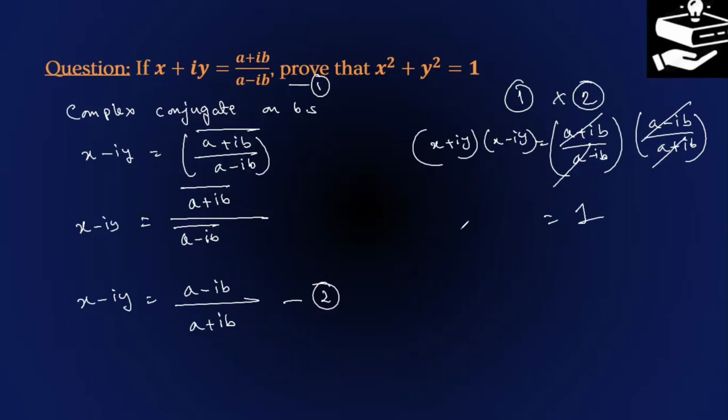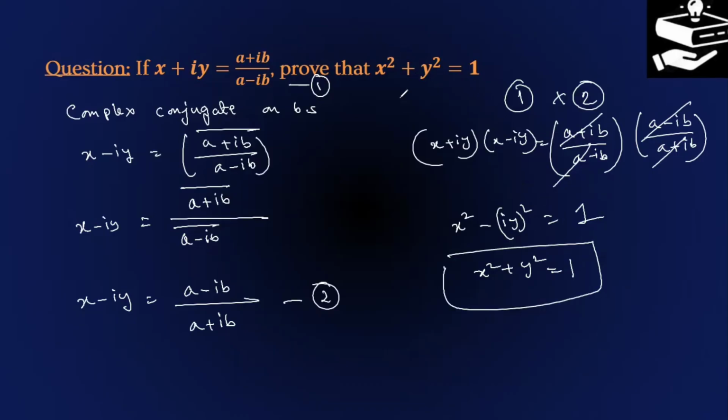On the left hand side you are getting the formula a plus b into a minus b, which is a square minus b square. So x square minus iy whole square, and you have already learned that i square is minus 1, so it will become x square plus y square. So x square plus y square is equal to 1, which is our required proof. So this is proved. Clear? Very easy, right?